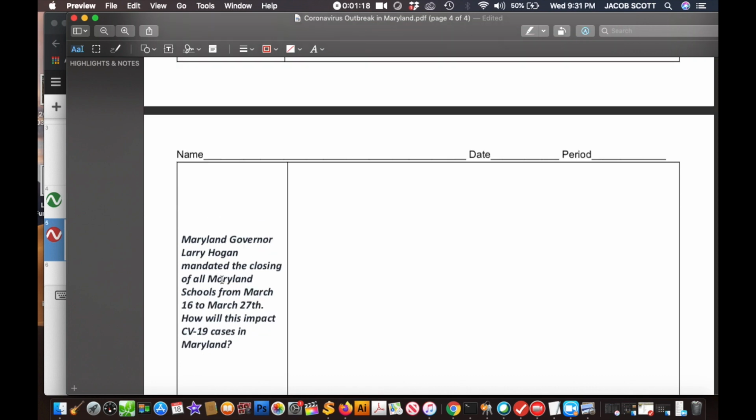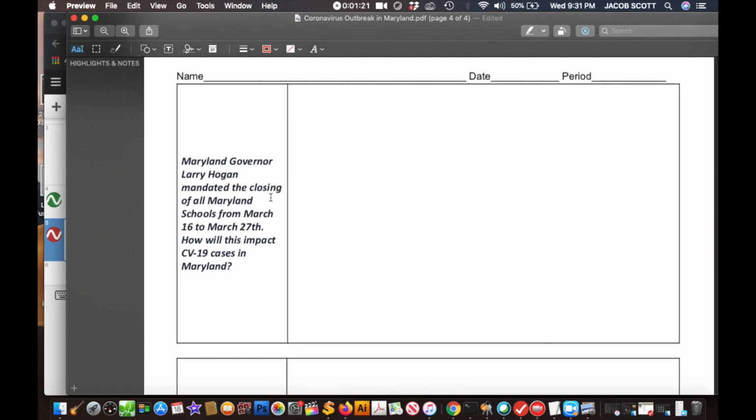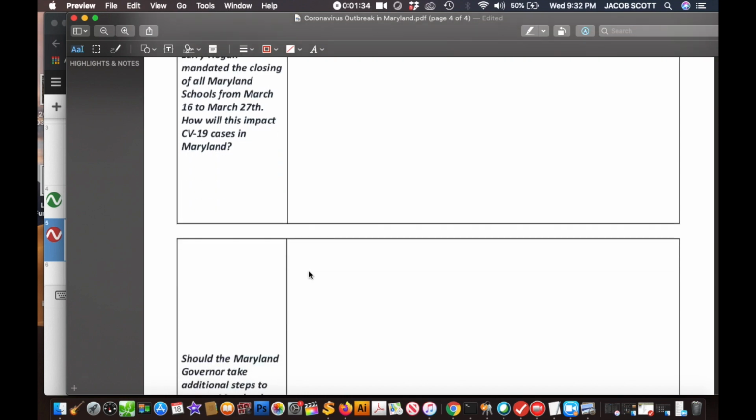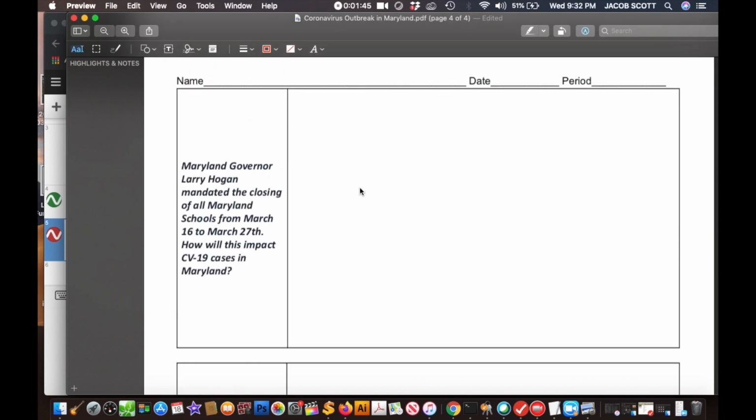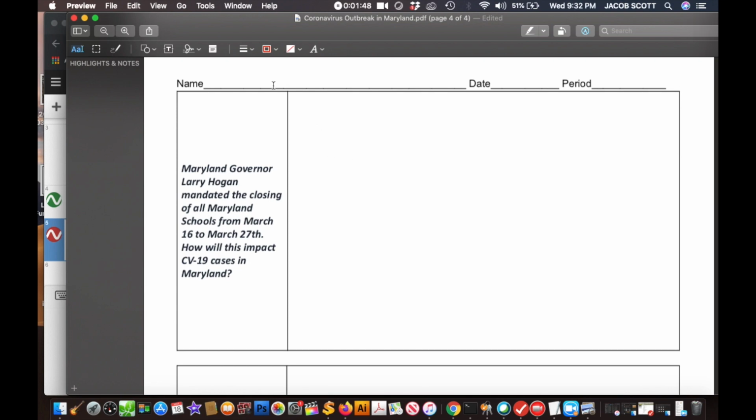Maryland Governor Larry Hogan mandated the closing of all Maryland schools from March 16th through the 27th. How will this impact COVID cases in Maryland? Okay, so the number one thing that has been discussed is large gatherings. When there are large gatherings, there's mass transmission. So by closing the schools, you are limiting the number of transmissions.